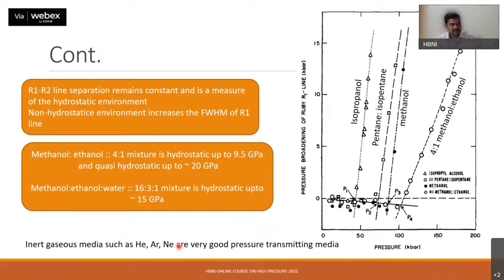The only thing is that if you want to use inert gas media, you necessarily have to use a gas loading apparatus. Gas loading can be done either by the cryo loading method at low temperatures, or with pressurized gas loaded inside the gas loader.